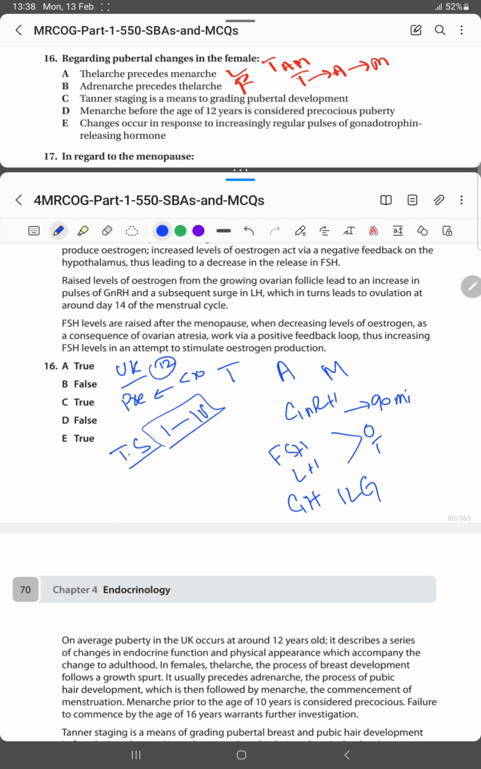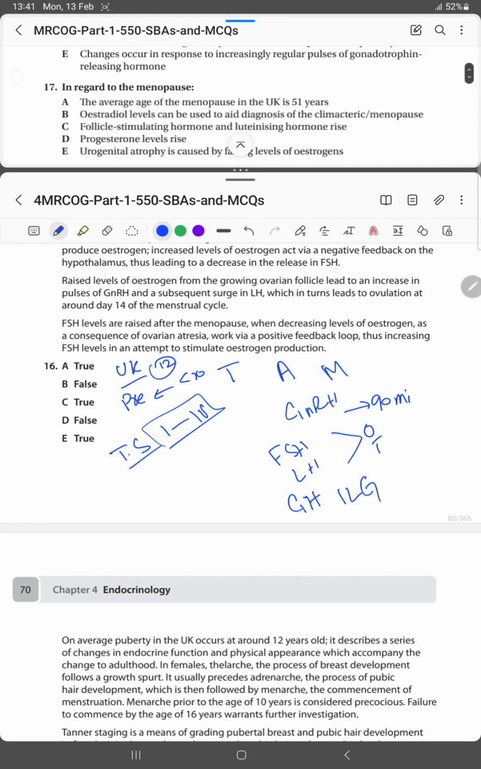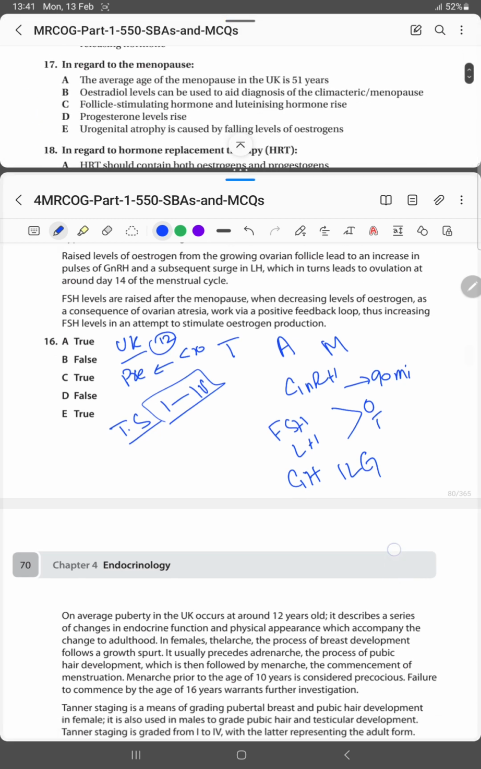Tanner staging is a means to grade the pubertal development. Yes, that is true. And menarche before the age of 12 years is considered to be precocious puberty. No, that option is false. And changes occur in response to the increasing regular pulses of gonadotropin hormone. Yes, that is true, because initially they are irregular, and in the late childhood they become regular and occur after every 90 minutes.